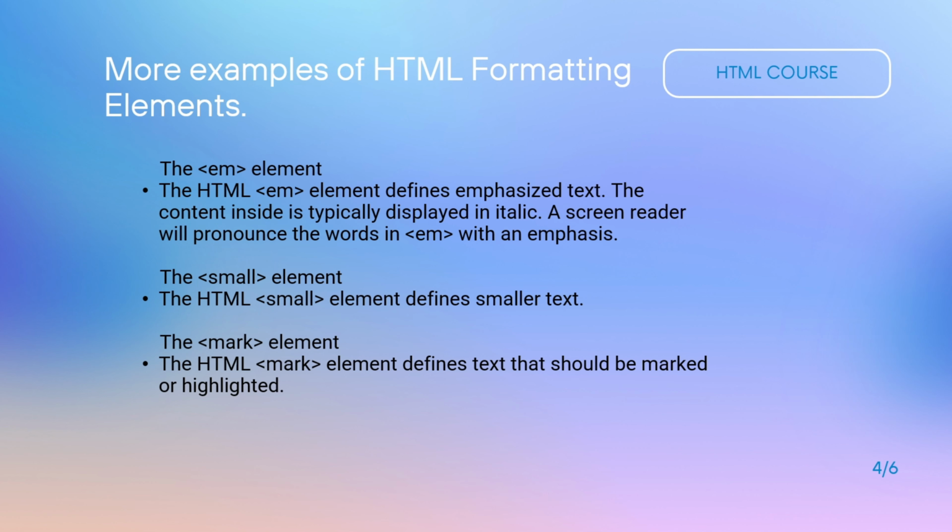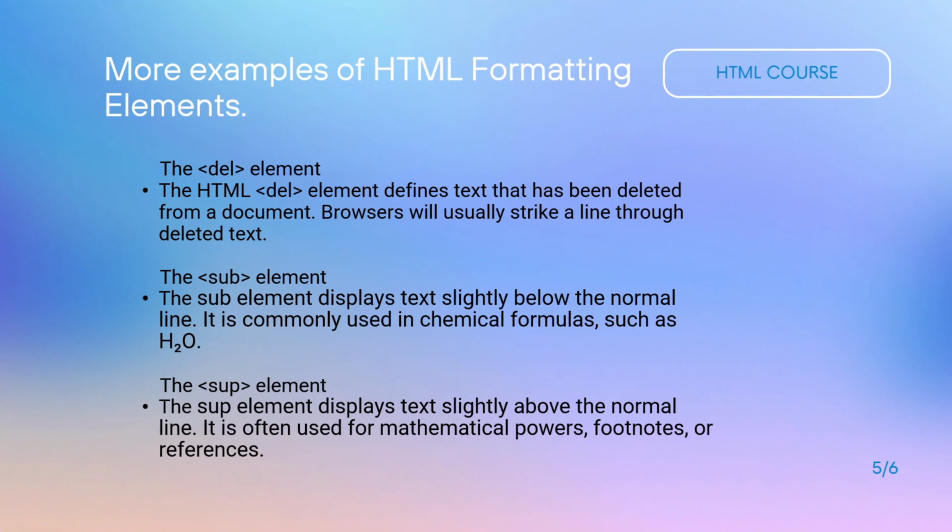The mark element. The mark element highlights text. It is useful for showing important keywords or search results. Highlighted text helps draw the reader's attention. The del element. The del element shows text that has been removed from a document. Browsers usually display it with a line through the text. It is useful for showing edits or changes.